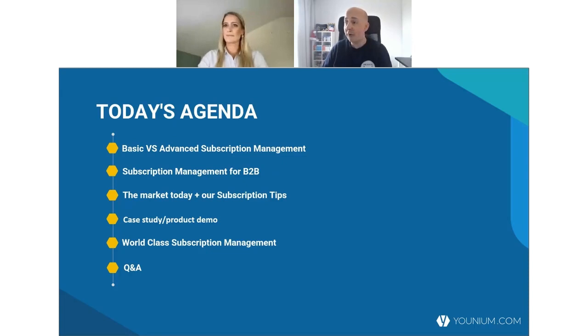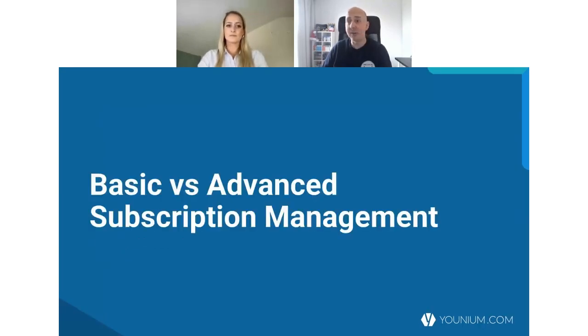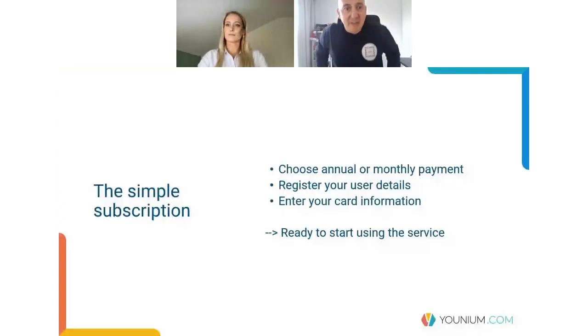So first is the basic versus advanced subscription management. I think you have seen this before. Maybe you are a Spotify user or a Netflix user. You go to the website or the app. You choose whatever payment or plan you want. You register your credit card information and where you live, pretty much, and you can get started right away, listening to your favorite music, song, or movie on Netflix, for instance. So that's what we call the simple subscription.